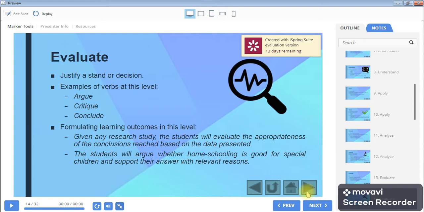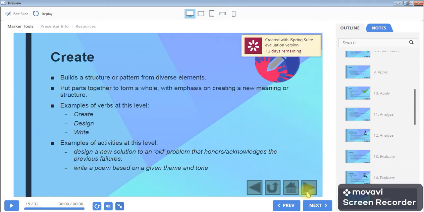This is one of the examples for learning outcomes. Last but not least, create. Create is the highest level of Bloom's taxonomy. In this level, learners are to put parts together to form a whole with emphasis on creating a new meaning or structure. Some examples are such as create, design, and write.